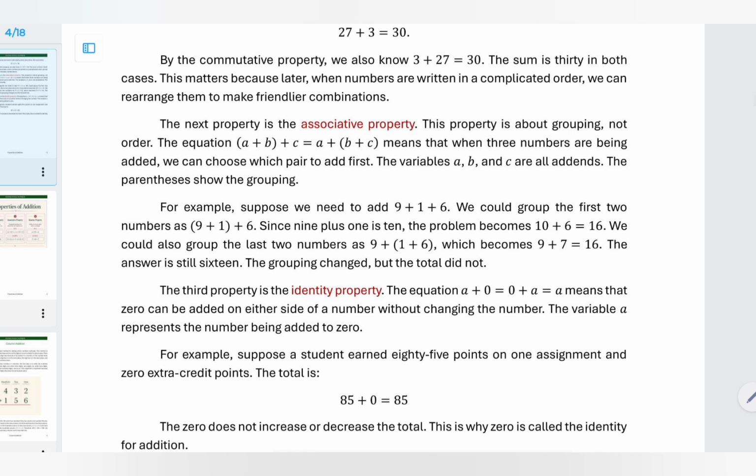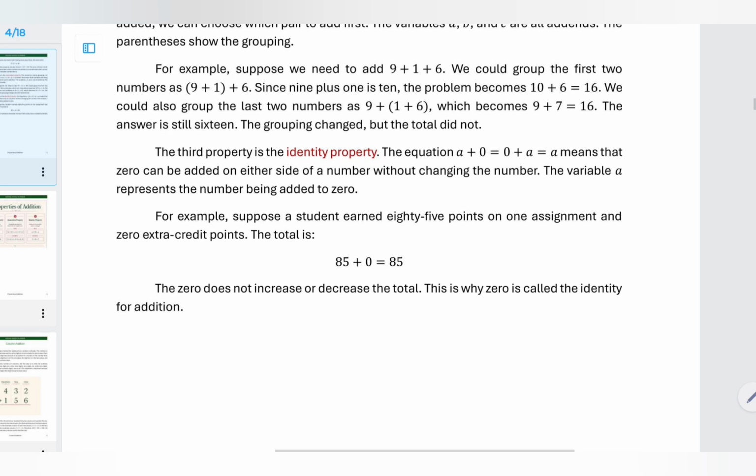The third property is the identity property. The equation a + 0 = 0 + a = a means that 0 can be added on either side of a number without changing the number. The variable a represents the number being added to 0.